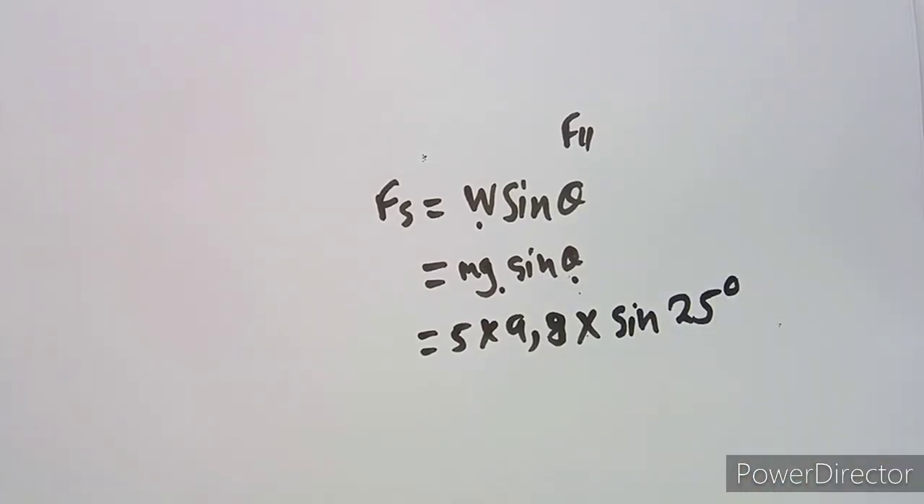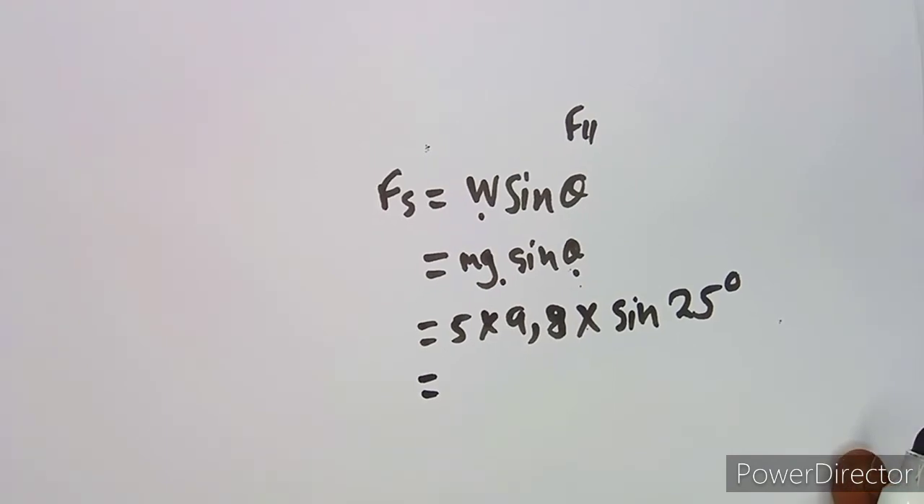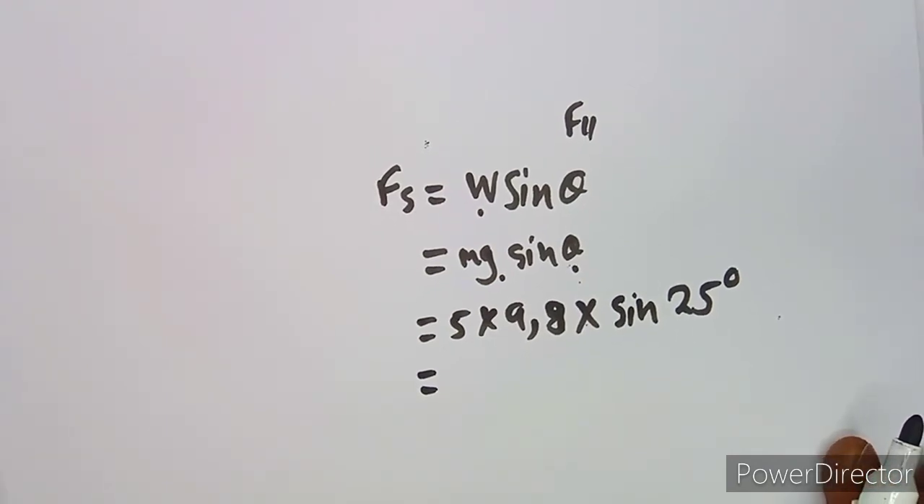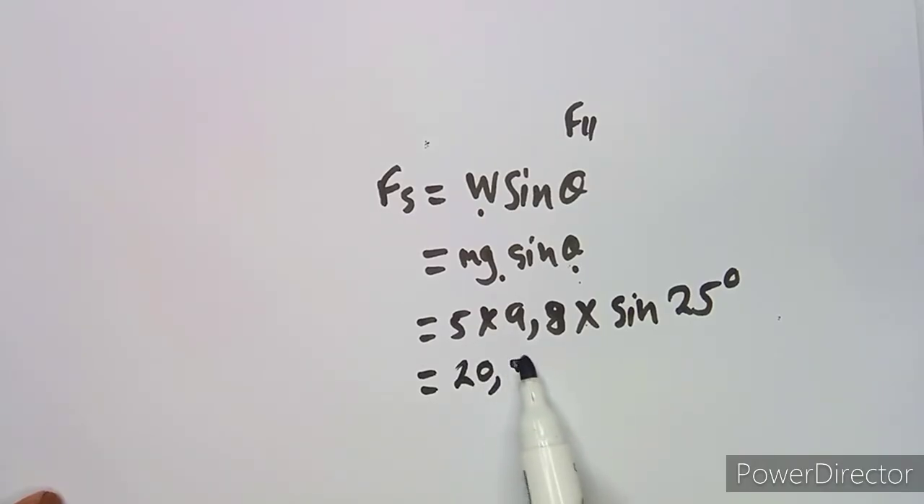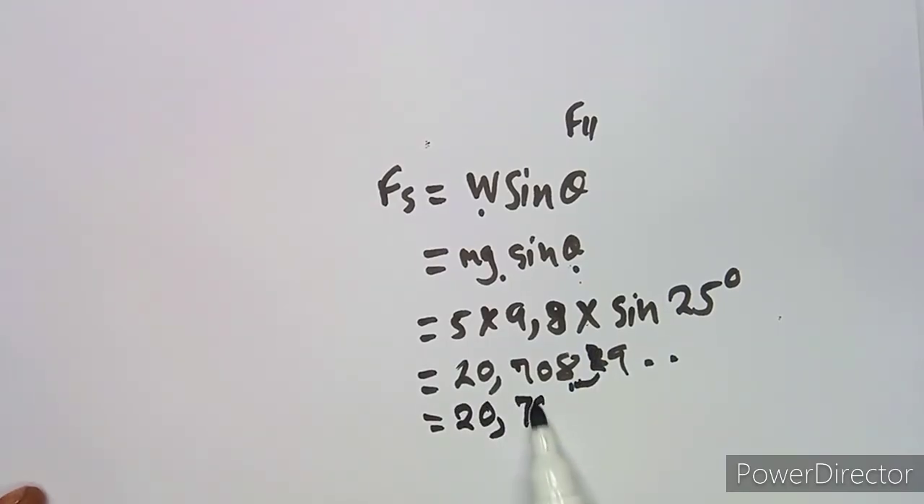Take note, guys, we are not asked to find the weight component here. We need the work done, so we are going to start with the weight component first. If you multiply this, you're going to obtain something like 20,708.29. If you round off, since the 2 cannot change this 8, it's going to be 20,708. I'm just going to use 3 decimal places.